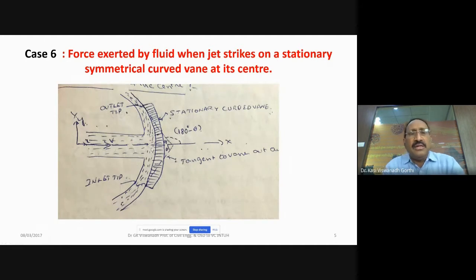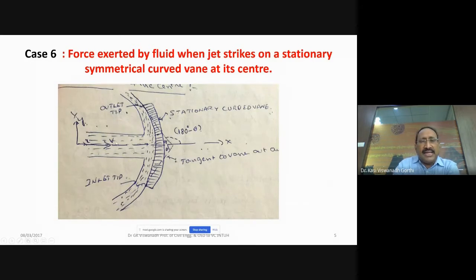So let us try to understand the concept, try to implement the momentum equation, and try to arrive at the hydrodynamic force slowly one by one. Case 6: force exerted when a fluid jet is striking a symmetrical curved vane. The hatched portion shown here is a symmetrical curved vane, which is stationary. This is a fixed curved vane.